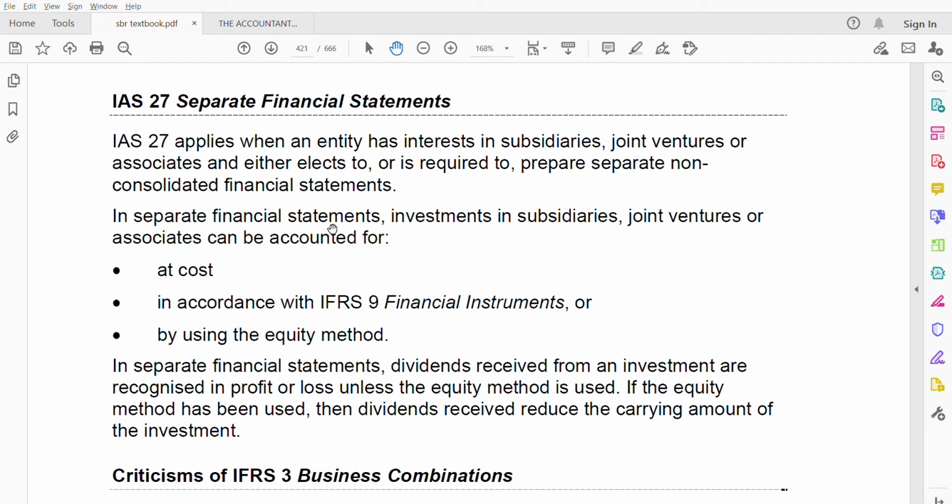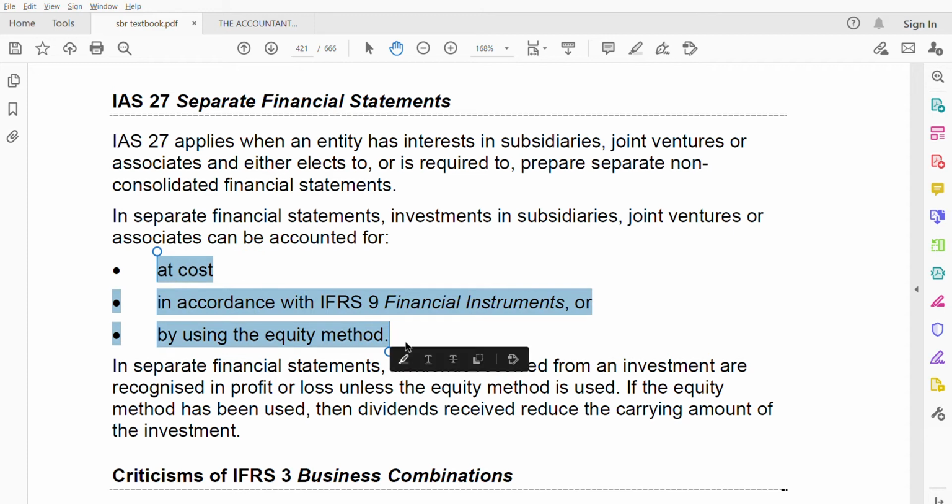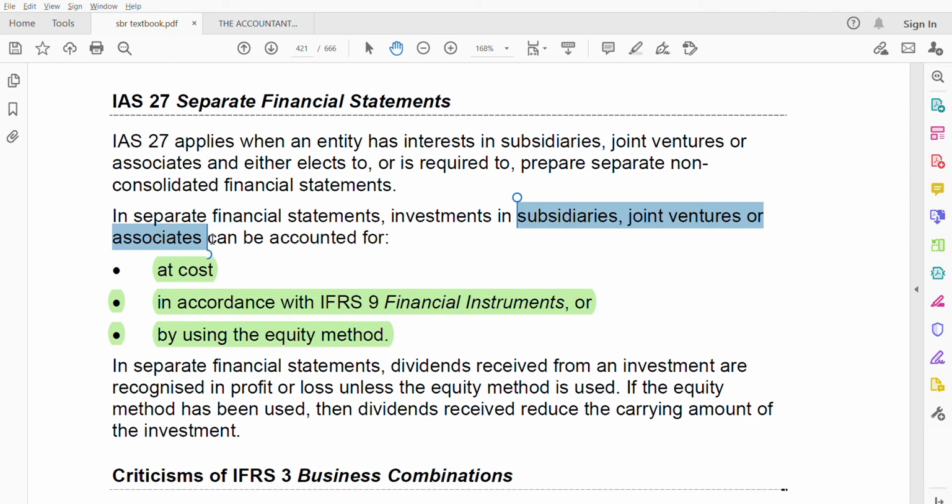Basically you just have to remember IAS 27 is separate financial statements. In separate financial statements, investments in subsidiaries, joint ventures, or associates can be accounted for using three methods. This is what you have to know. How, in separate financial statements, whether it's a subsidiary, joint venture, or associate. Let me highlight that also. These are the three things that can be accounted for: three methods, either at cost, or in accordance with IFRS 9, or by using the equity method.